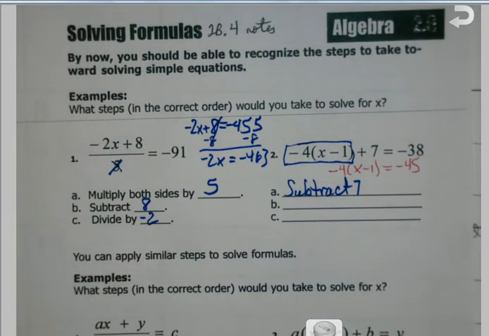Now again, some of you may say, well, why don't we distribute? Because that's actually going to make more work for us out of this.